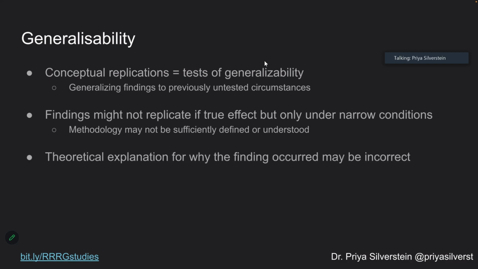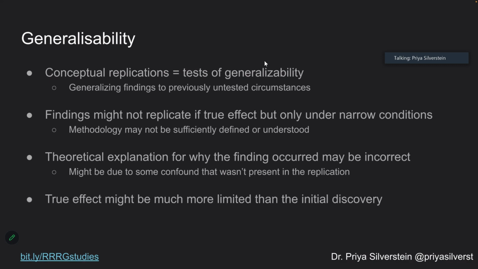Also, the theoretical explanation for why the finding occurred might be incorrect. It could be that the original result was due to some confound that wasn't present in the replication study, so what was originally being studied was never what was driving the original effect. Or it could just be that the true effect is much more limited than the initial discovery, which is really important to know for further theory development and applications. So it's really important to test generalizability in order to know the boundary conditions of an effect.